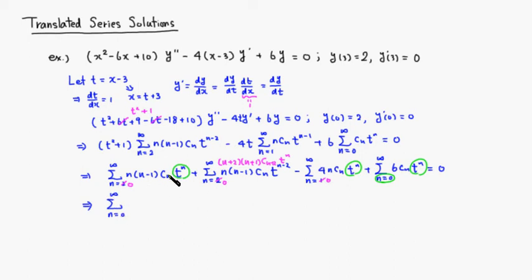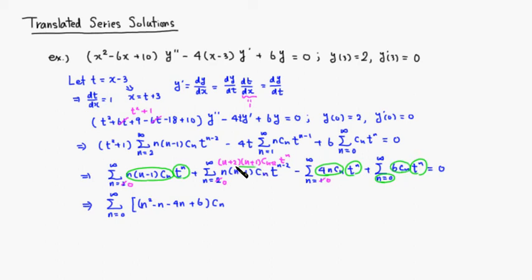Let's collect the Cn term. From here, you have n squared minus n, and that will take care of this guy. Then you have negative 4n, so minus 4n Cn, and that will take care of that guy. And a plus 6Cn, so you have a Cn, and that will take care of that.